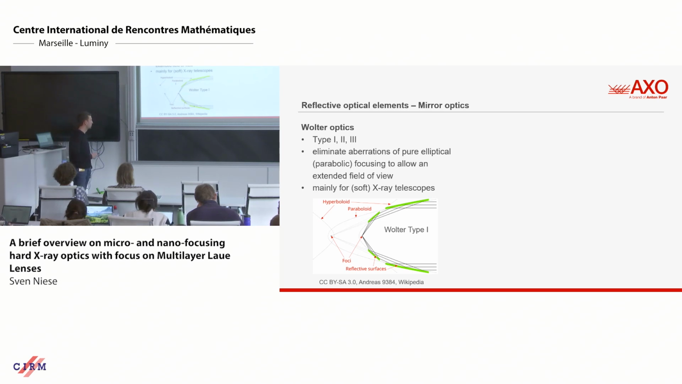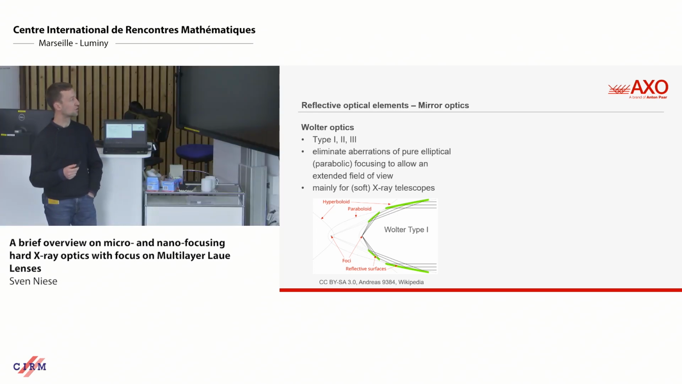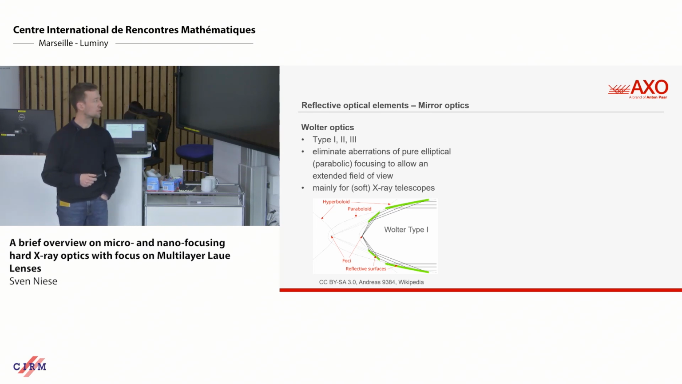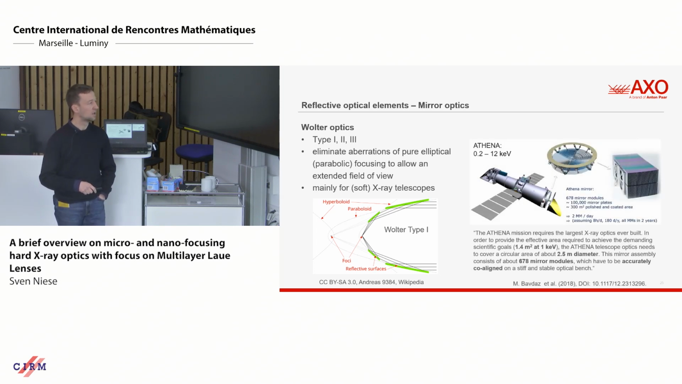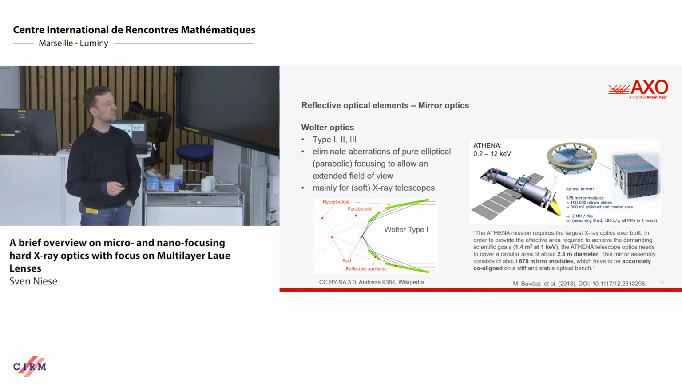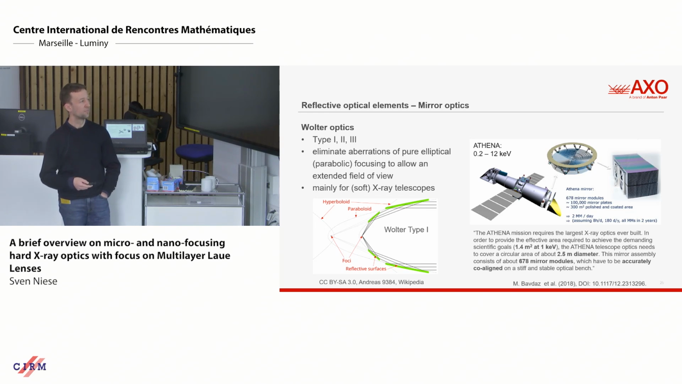If you really want to do real imaging, there are those Wolter-type optics, type 1, 2, 3, where by combining two reflective mirrors you get rid of the aberrations that the pure elliptical focusing has. At least to my knowledge, those are mainly used for X-ray telescopes, for soft X-rays, probably even for hard X-rays. There is the Athena mission that was chosen by the European Space Agency, so they want to build a new X-ray telescope. And if you look at the specs, that's quite amazing.